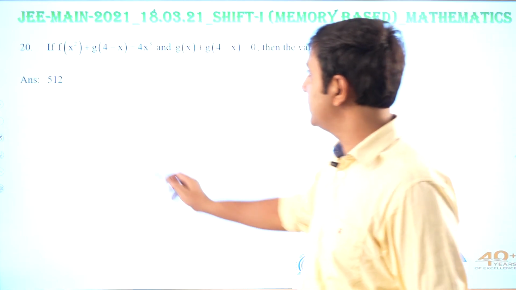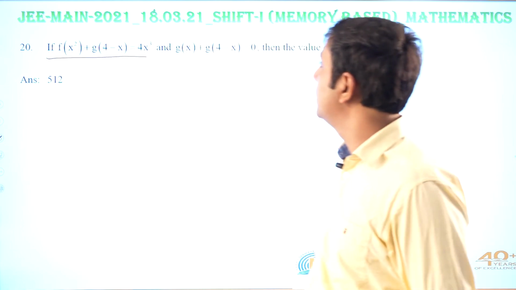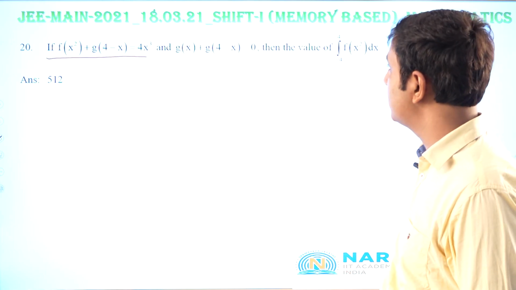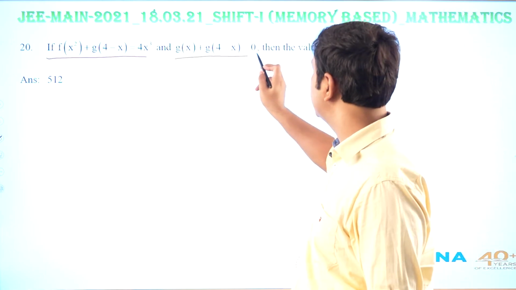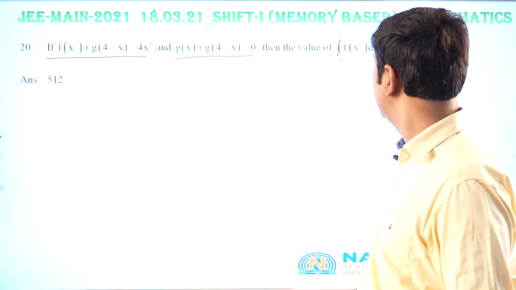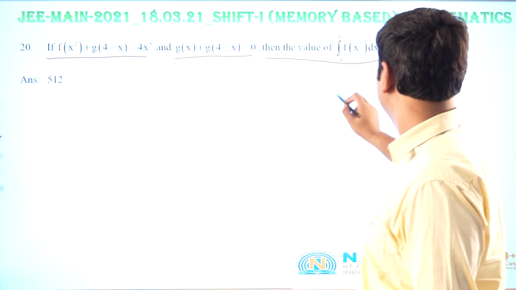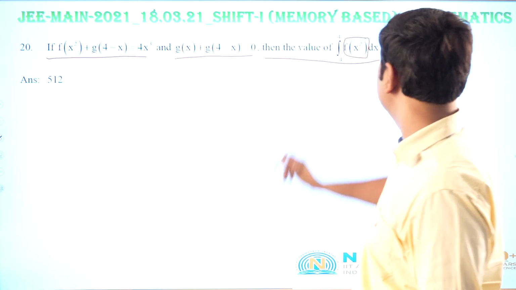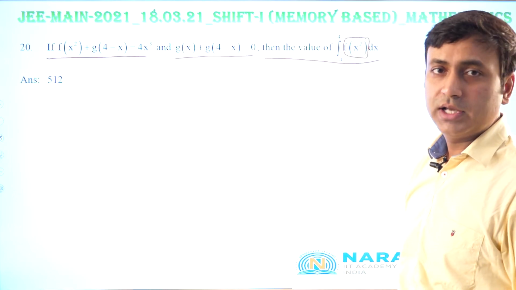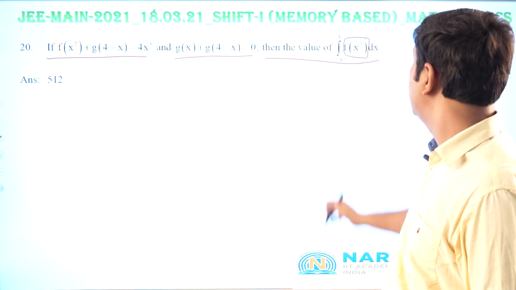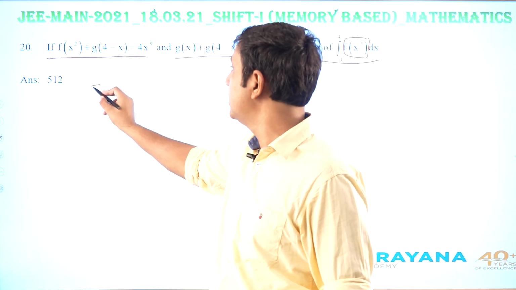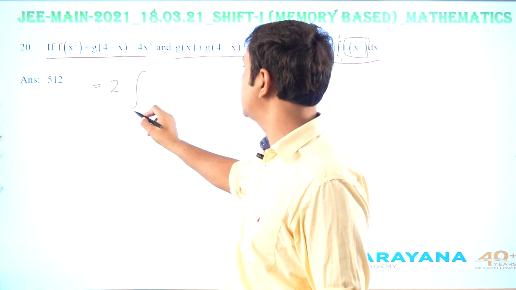In this, we have been given a relation between f of x square and g of 4 minus x. G is further simplified with this relation, and we have to find the value of this integral. Notice that f of x square, this function is an even function. Since this is an even function, the integral from minus 4 to 4 is twice the integral from 0 to 4.